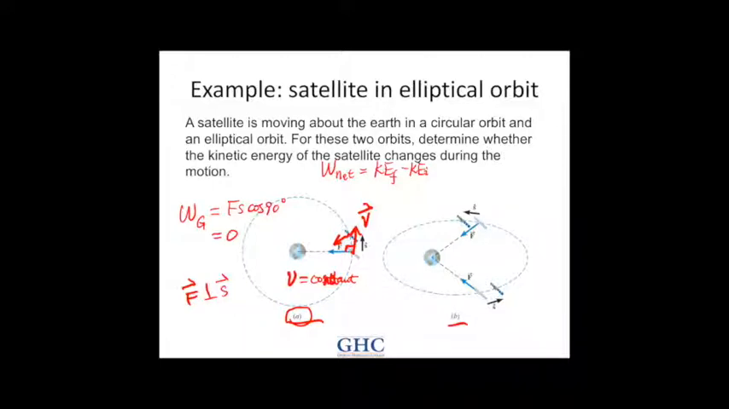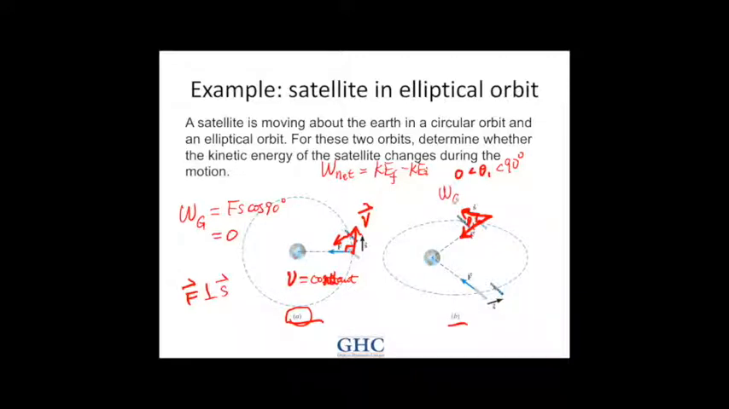Let's look at case B. We study these two special positions. When the satellite moves from here to here, that's the direction of displacement, and that's the direction of gravitational force. There's an angle between them, let's call it theta 1. And you see theta 1 is somewhere between 0 and 90 degrees.